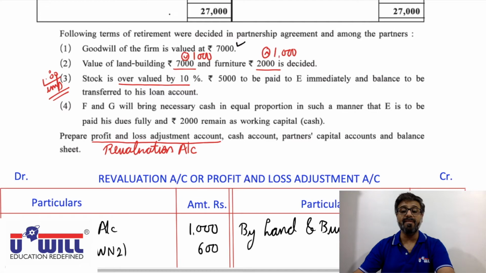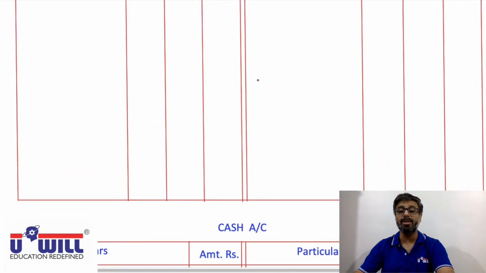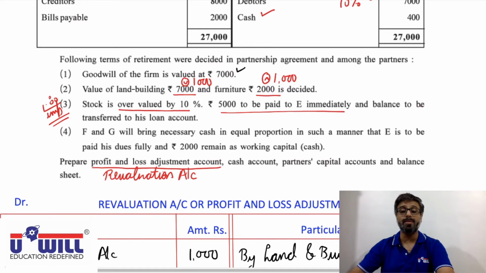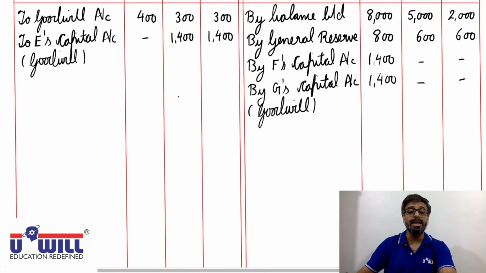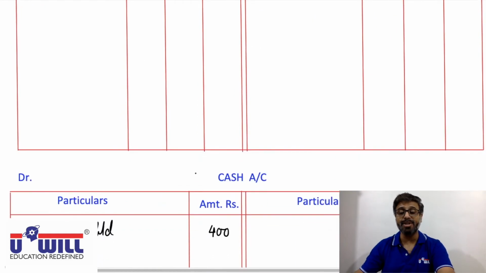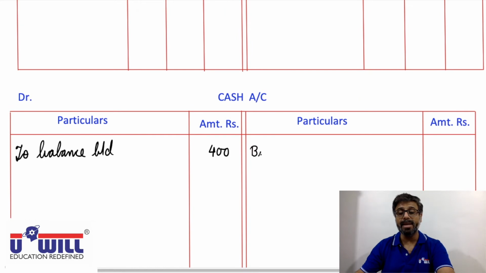Next, 5,000 is to be paid to E immediately, and the balance to be transferred to his loan account. First of all, if we pay 5,000 to E immediately, then E's capital account debit to cash account. So in the partners' capital account on the debit side, to cash account, in E's column 5,000 we pay to E immediately. To cash means cash account on the credit side, by E's capital account we pay 5,000 to E immediately.